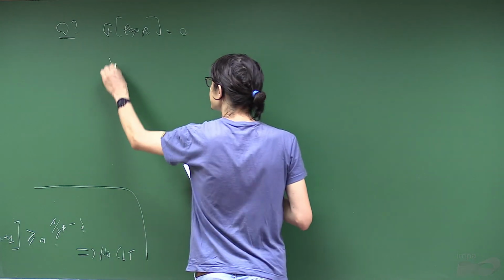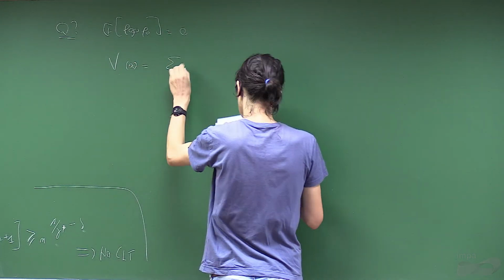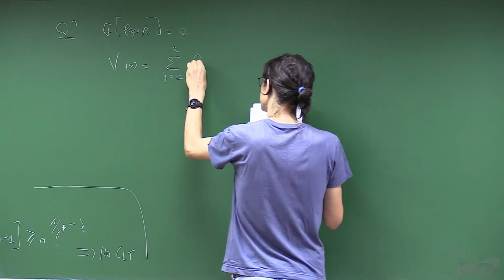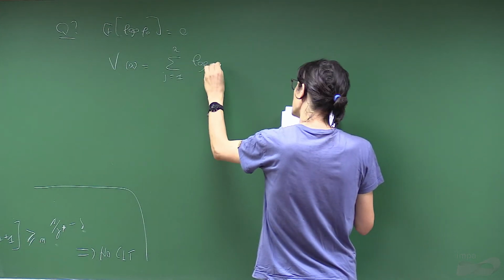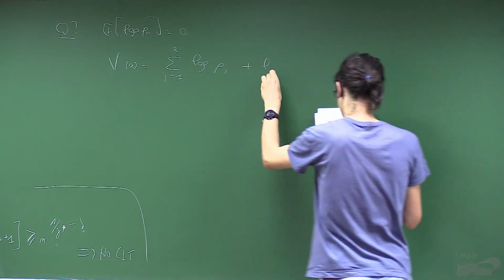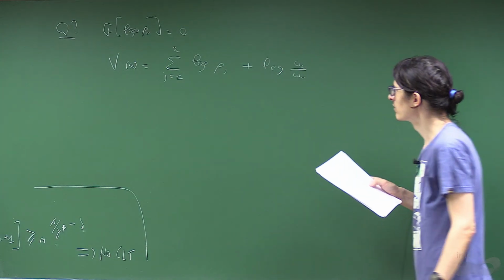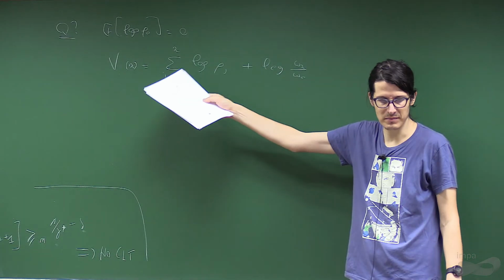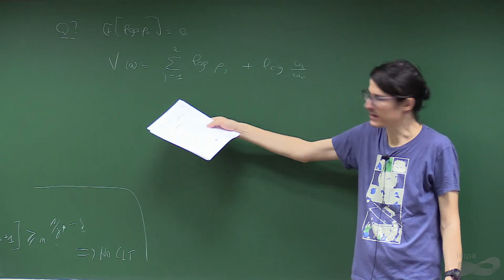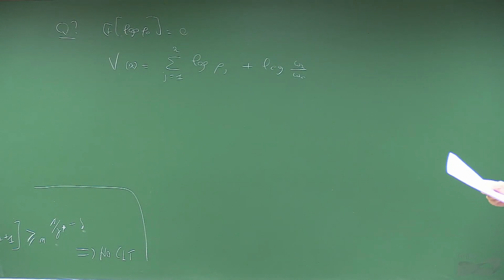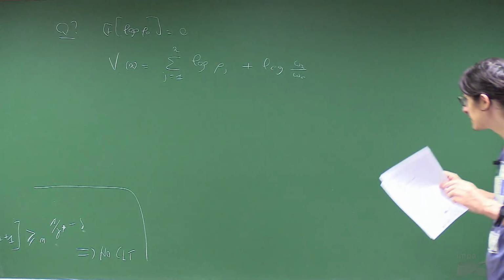So remember, V of x is the sum from j equals 1 to x of log rho j, plus log omega x over omega 0. And this sum comes with a minus sign if x is negative.